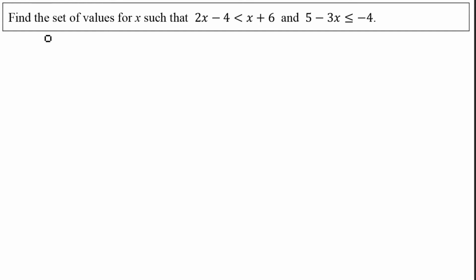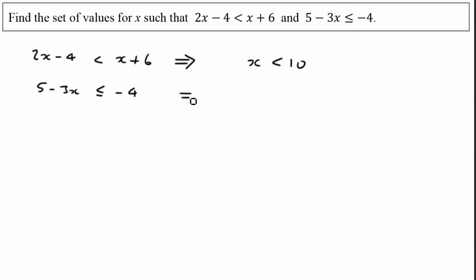Now you may have noticed that we've done both of these two examples individually already. We solved 2x subtract 4 is less than x plus 6. That was our first example, and our conclusion there was that x was less than 10. We also solved 5 subtract 3x is less than or equal to -4. Our conclusion there was that 3 was less than or equal to x. We need to find the set of values of x where both of these things are true, because we are asked an AND question. One way of visualizing this is to use a number line.